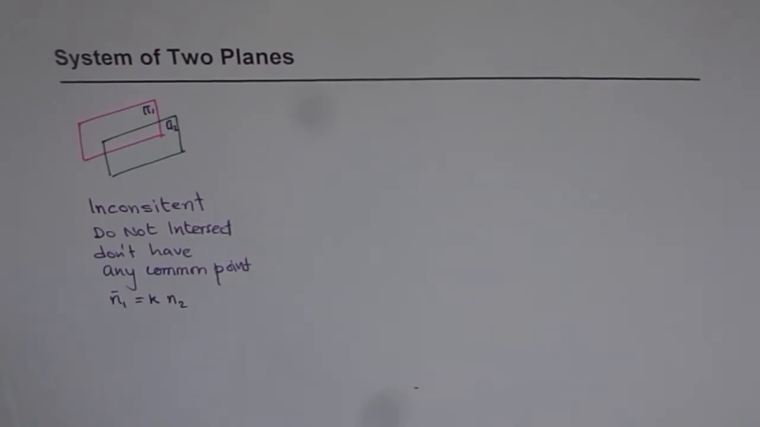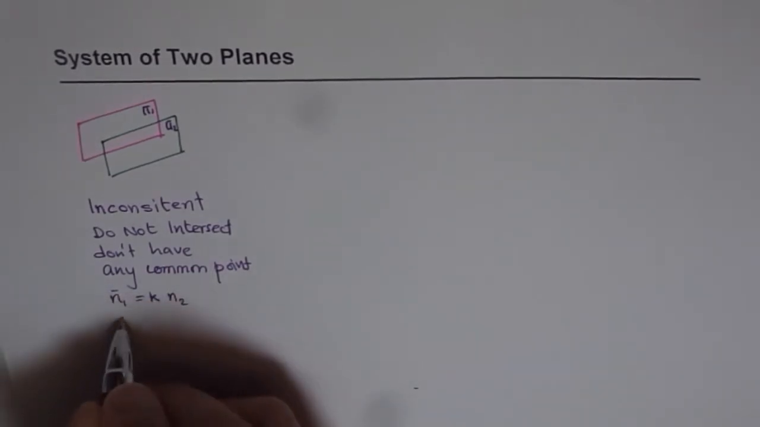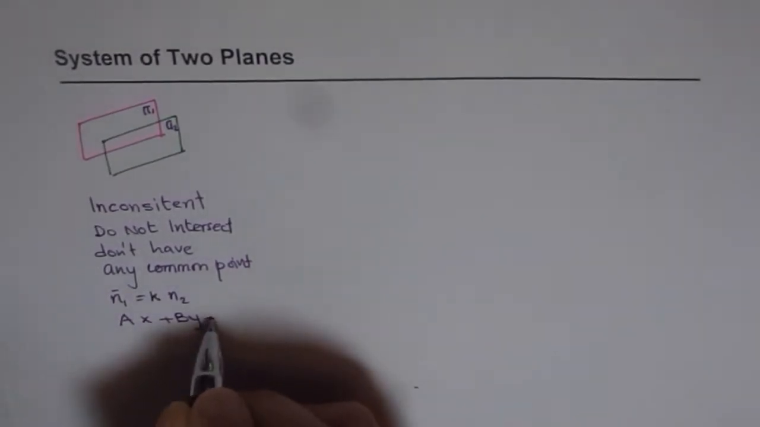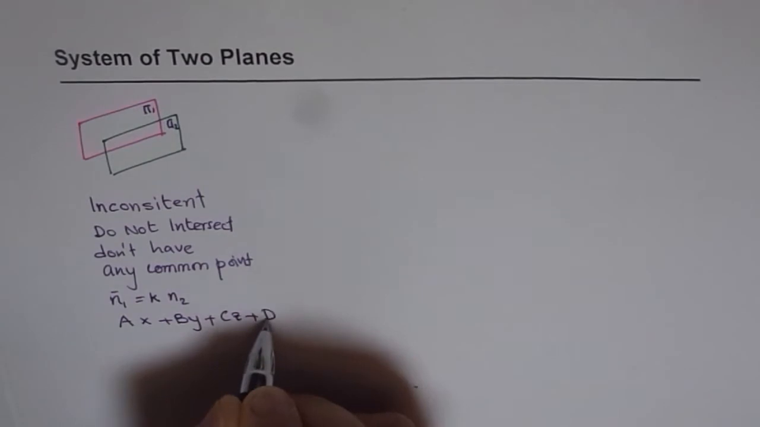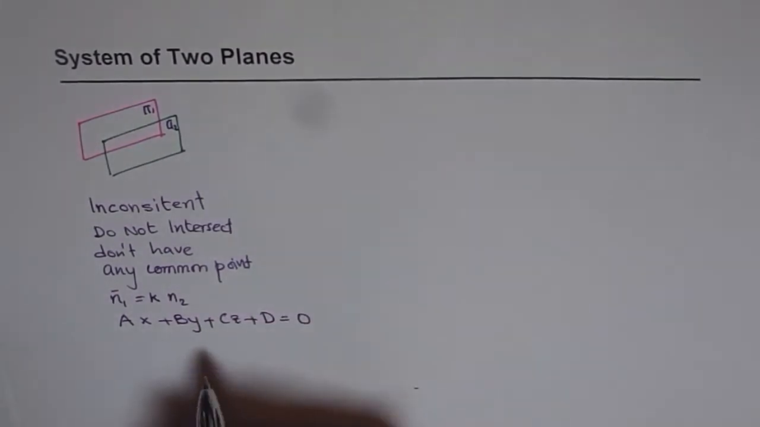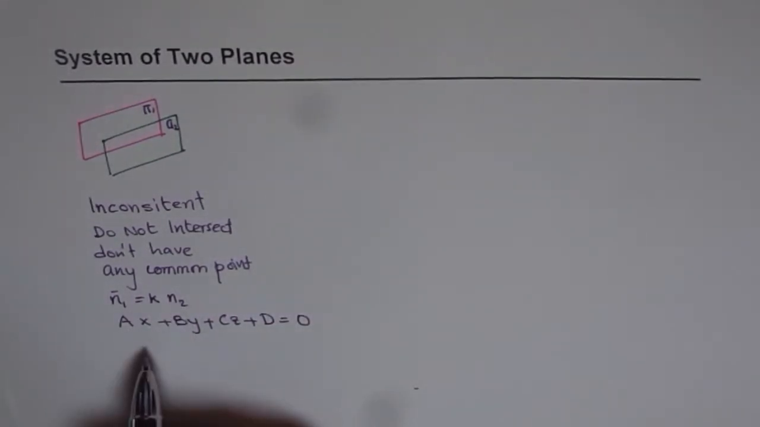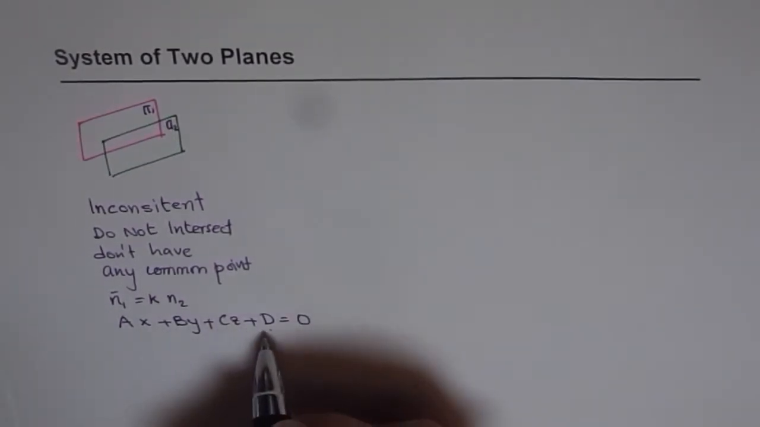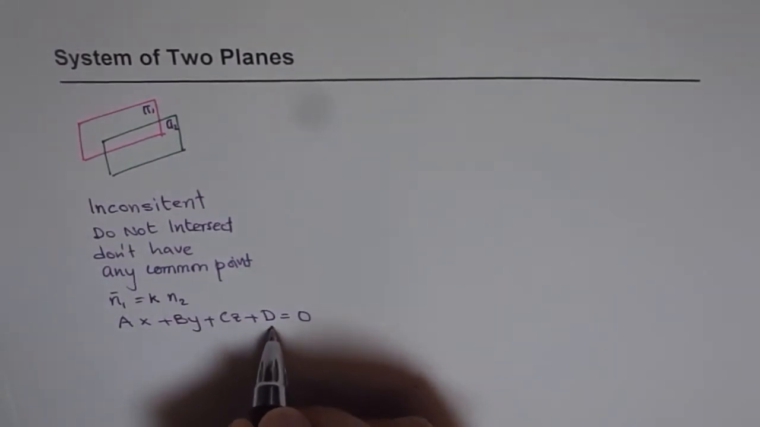Now there's one more important aspect to this. That is, let's also consider the scalar equation of the two planes. Generally, the equation is written as ax plus by plus cz plus d equals 0. Now if their normals are scalar multiples, then d should also be a scalar multiple, right? Or not. This is what you have to consider. So that is a critical thing.